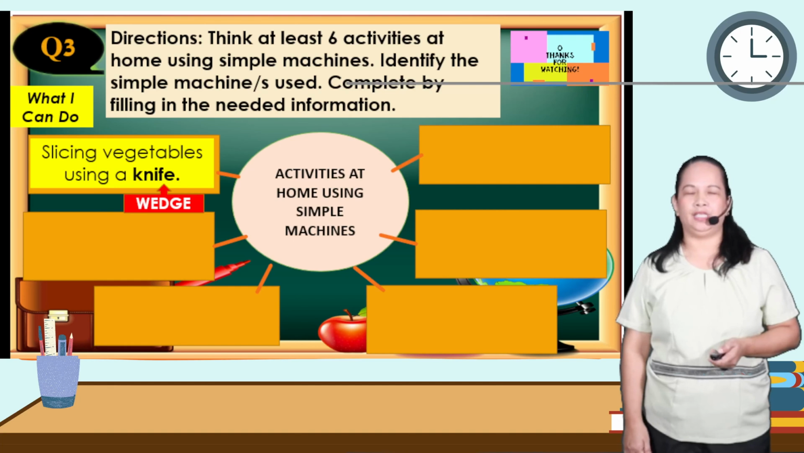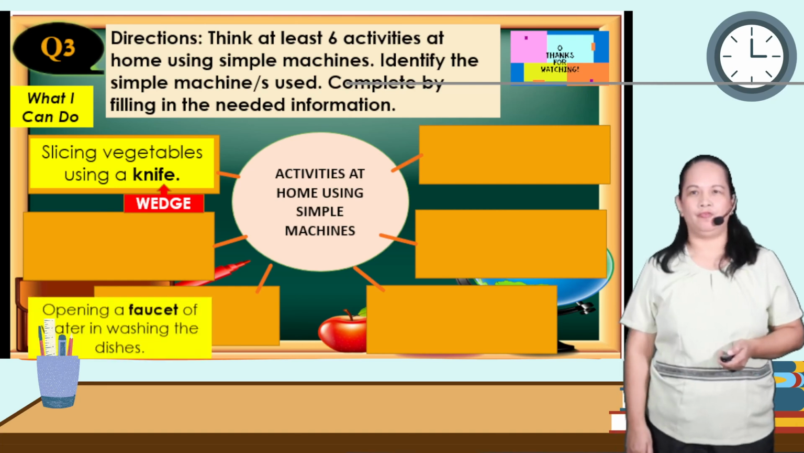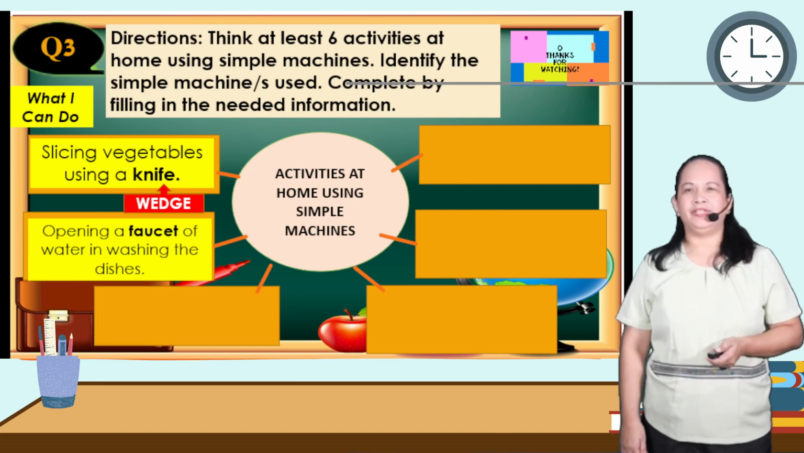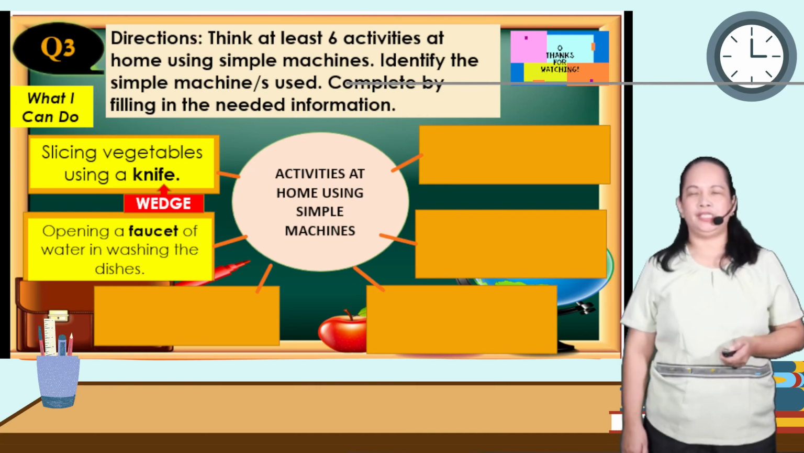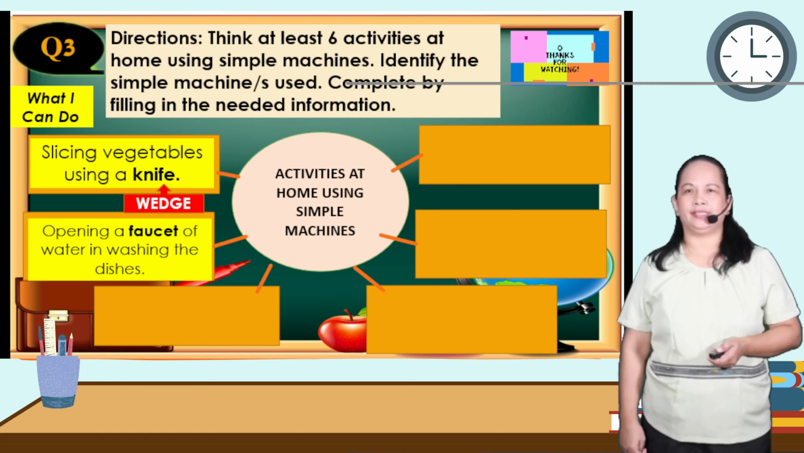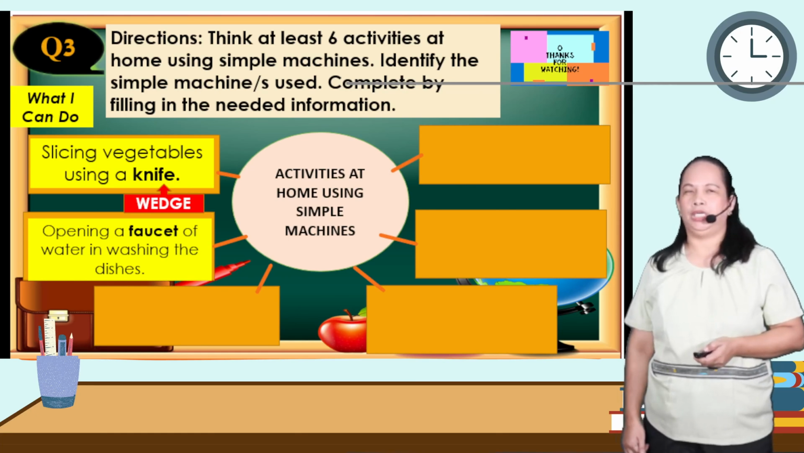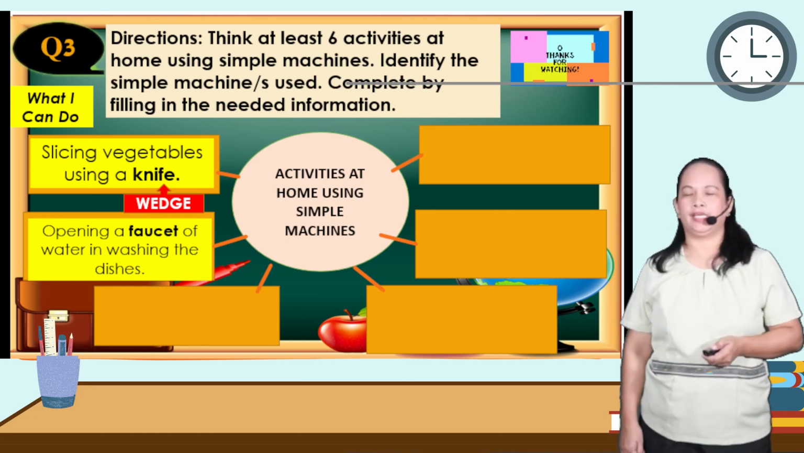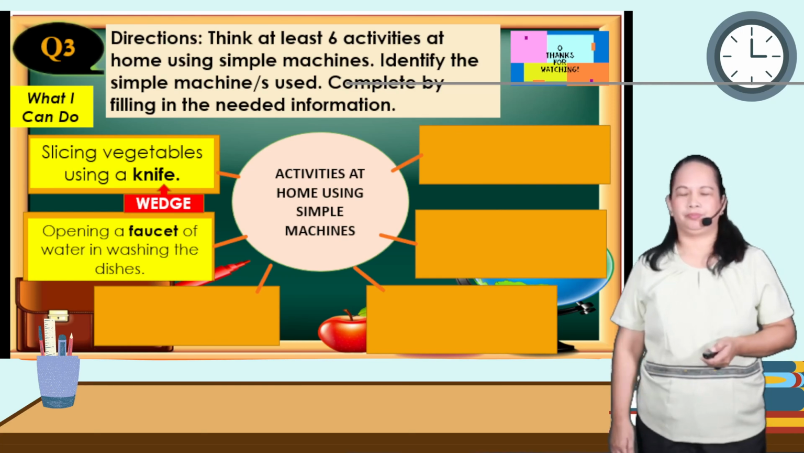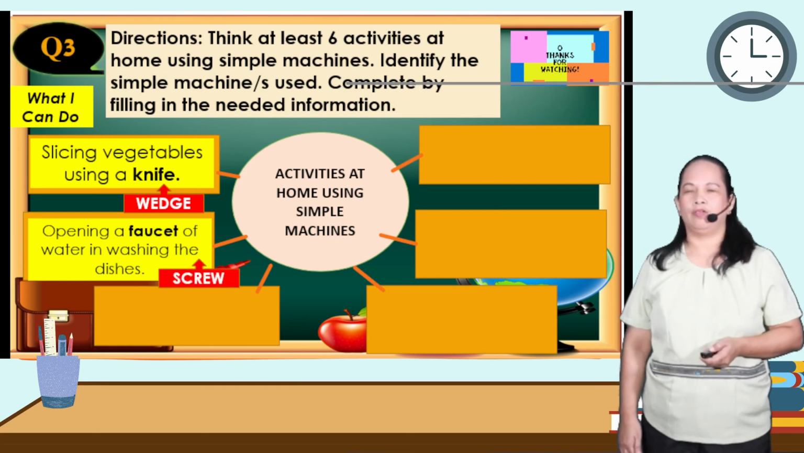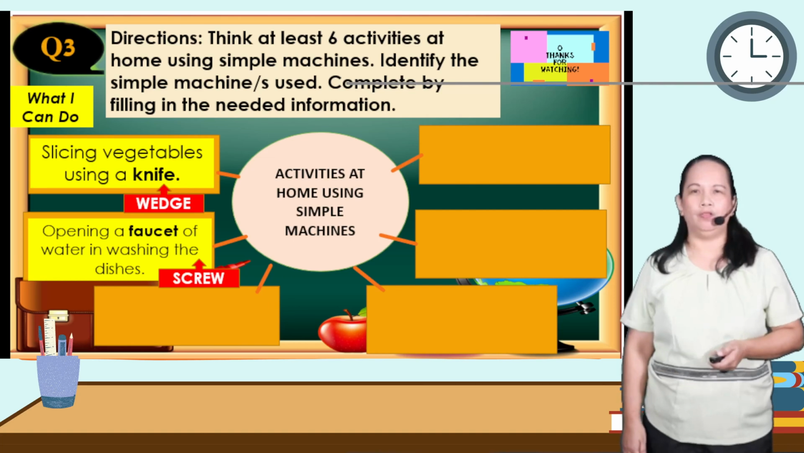Next activity, another activity we have: opening a faucet of water in washing the dishes. So what is the simple machine or device used there? Yes, it's faucet. It is an example of screw.